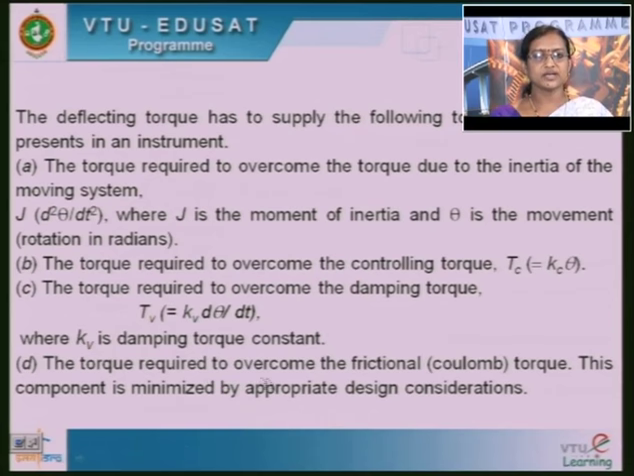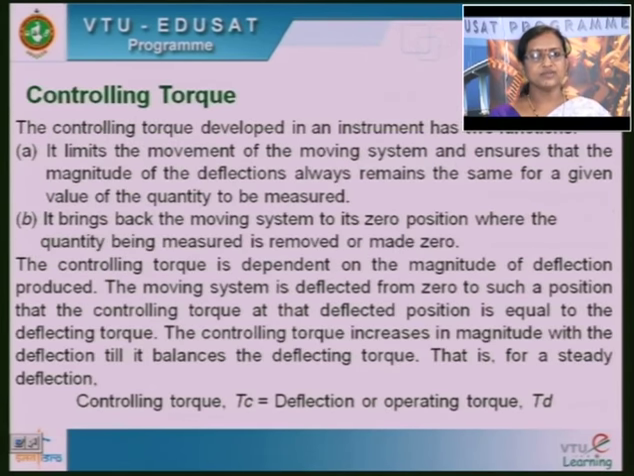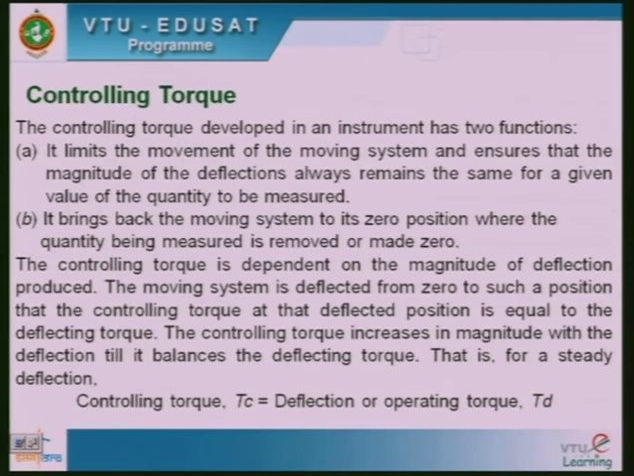And also the torque required to overcome the frictional torque, which is called Coulomb torque. This component is minimized by appropriate design considerations. When we are designing itself, we can minimize this torque effect. Now you see how exactly the controlling torque is produced. To get better operation, the balance condition always has to be upheld, that is, the controlling torque Tc should be equal to the deflecting or operating torque Td.